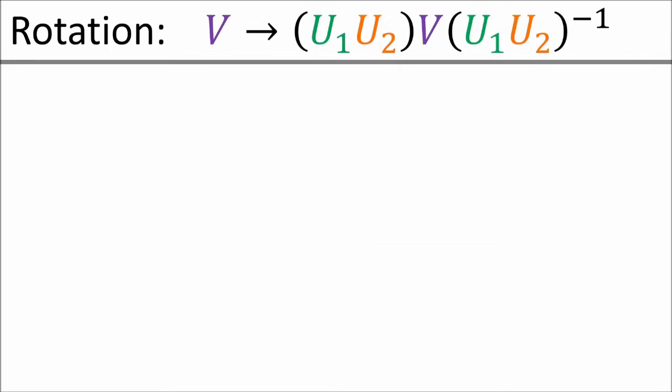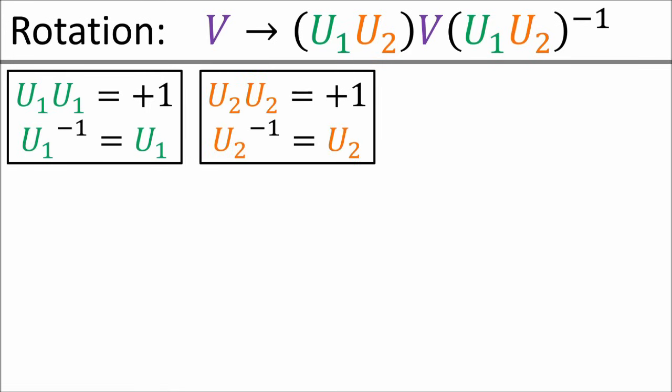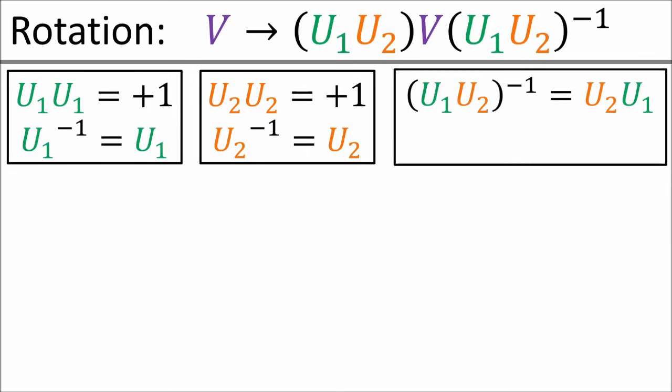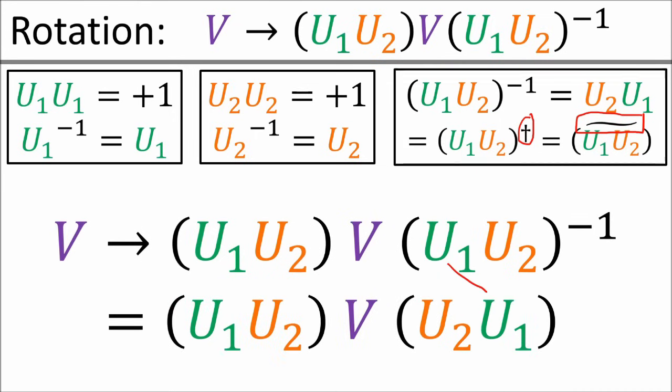If U1 and U2 are unit vectors that square to +1, then they each equal their own inverses. So the inverse of U1, U2 is just the reverse, U2, U1. This is sometimes denoted with a tilde or a dagger. So we can write the rotation formula like this.